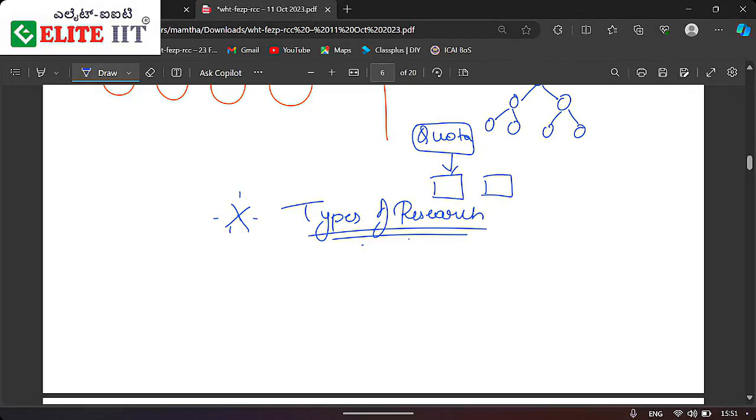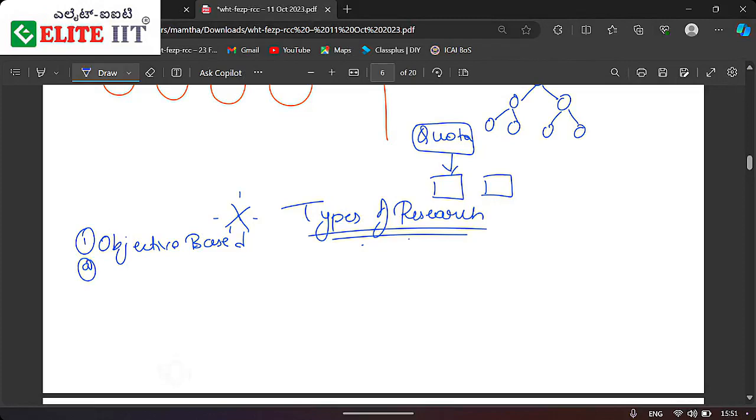Let us move ahead. So first and foremost, we divide into different bases. The first basis I'm taking over here is objectivity based. When it comes to objective based research, usually you will get 5 major types in this.